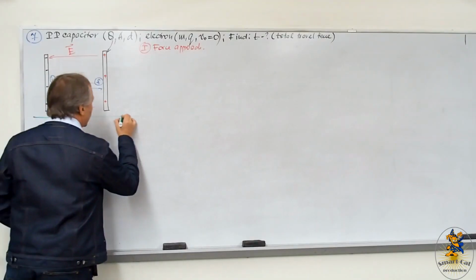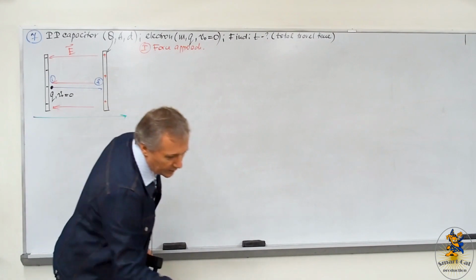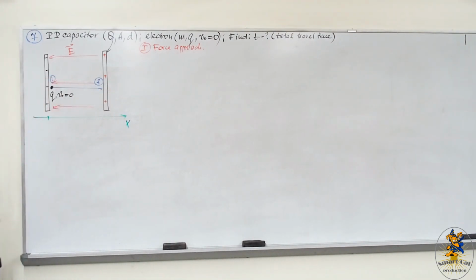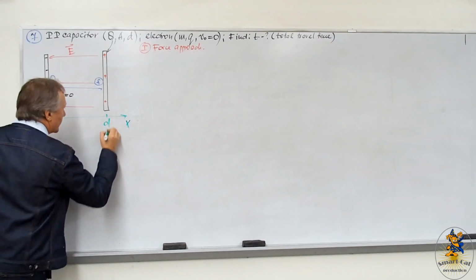To be accurate, let me introduce a coordinate system. Which way did I label it, S or X? X. So the origin, put it on the negative electrode all the time. So that's where we usually position it. Then D is there.